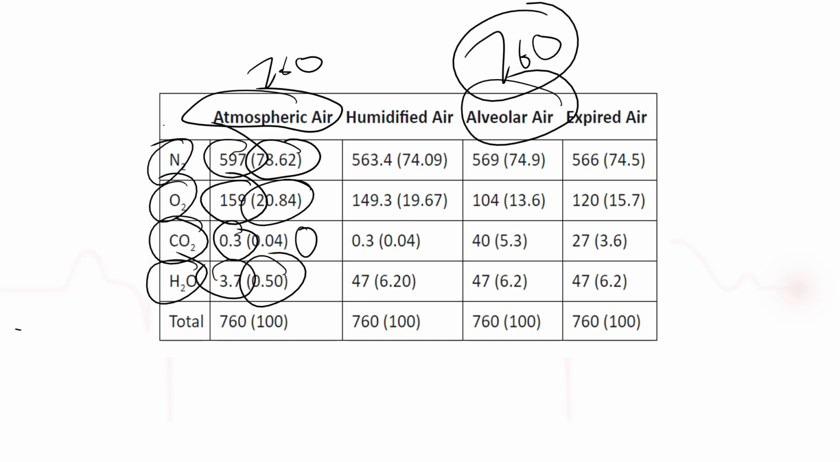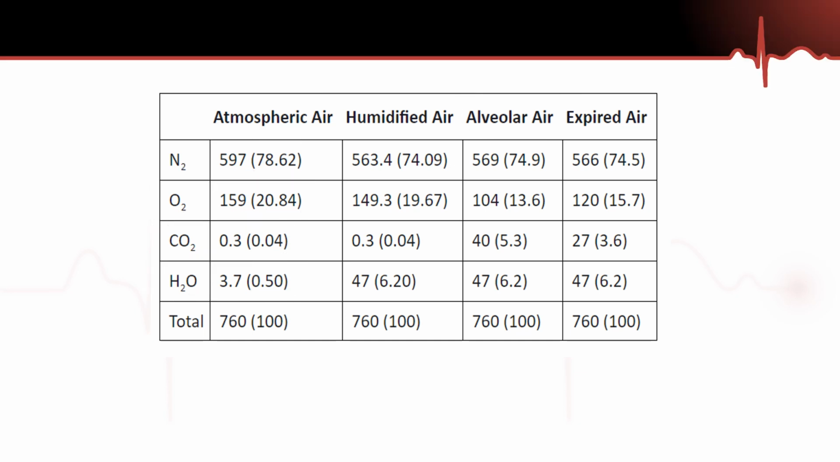Now, why would that be the case? So as air moves from the atmosphere into the lungs, two major things happen to it. Here's the first one. As air moves from the atmosphere into the lungs, one of the things that happens to it is it becomes humidified. Okay. What does that mean?